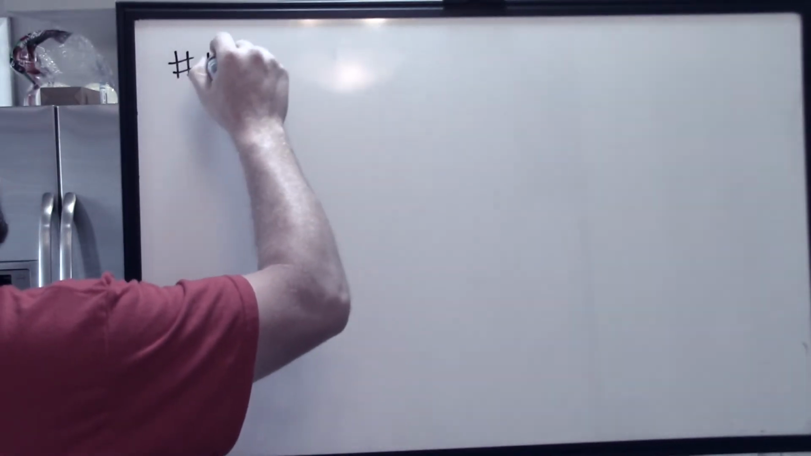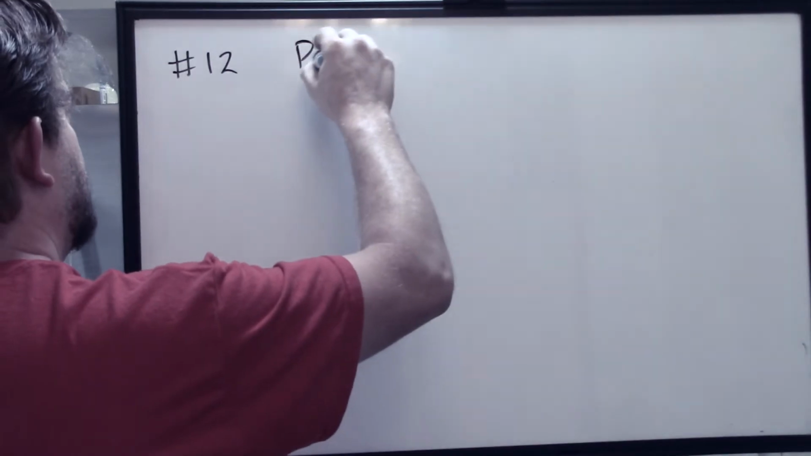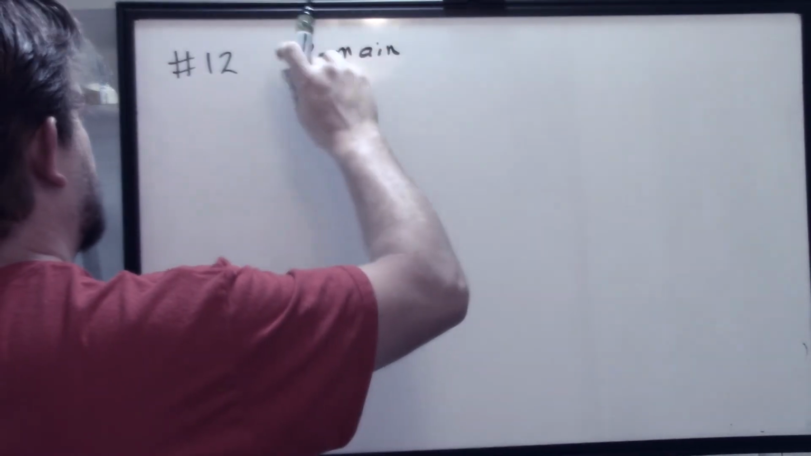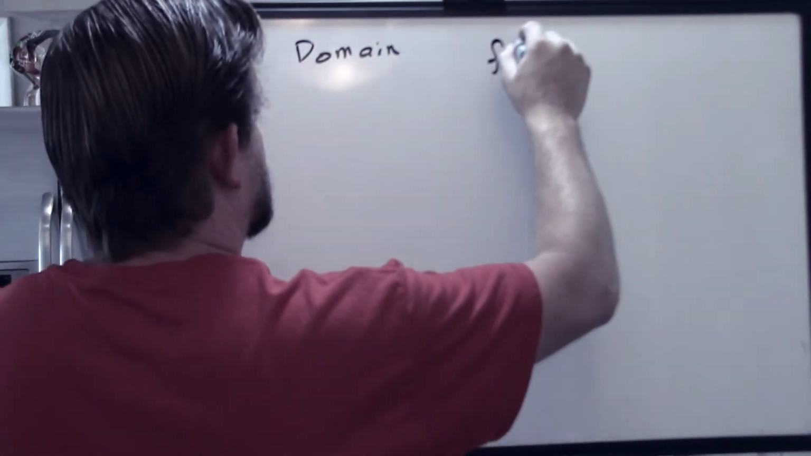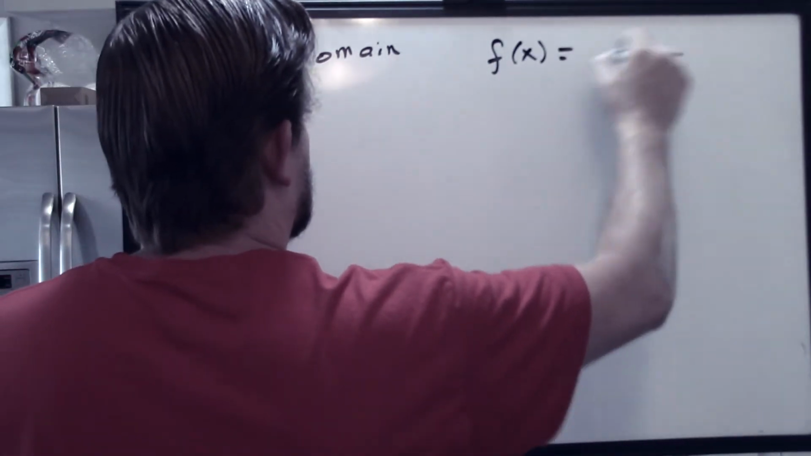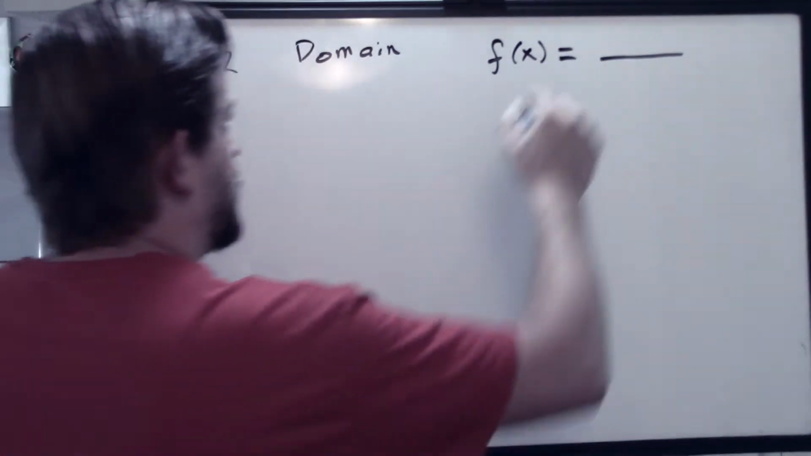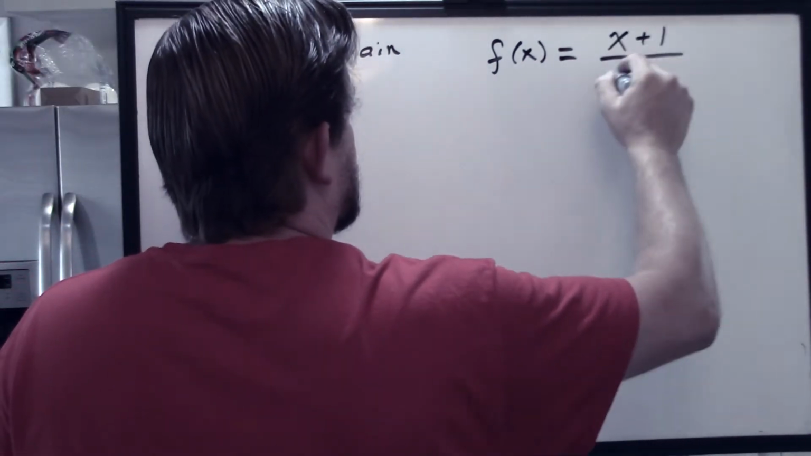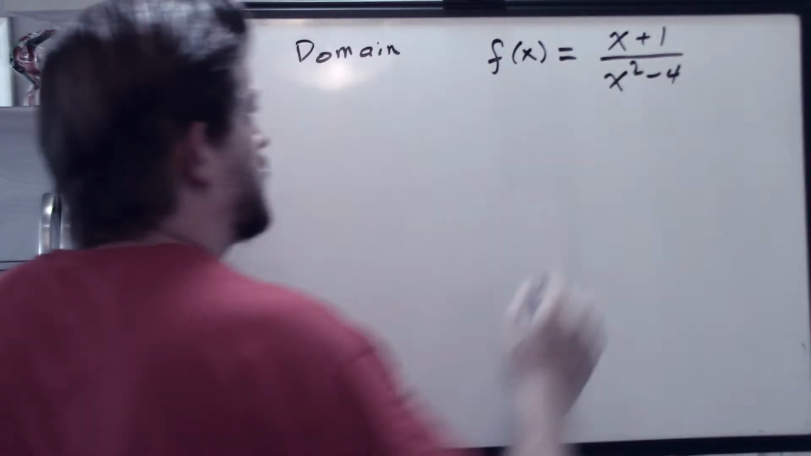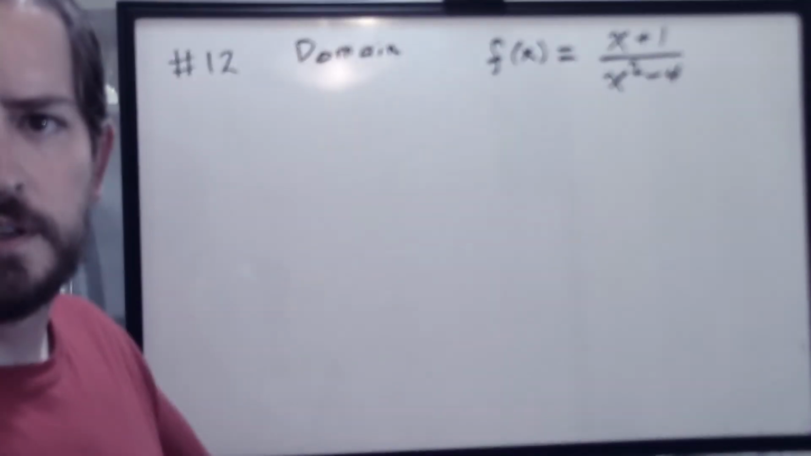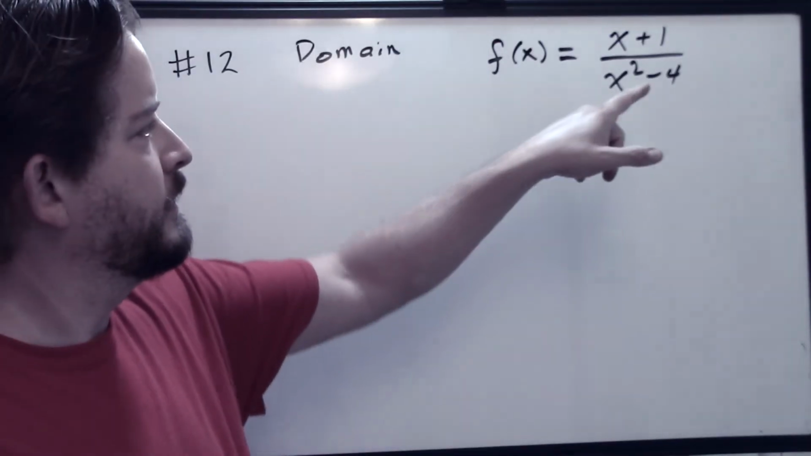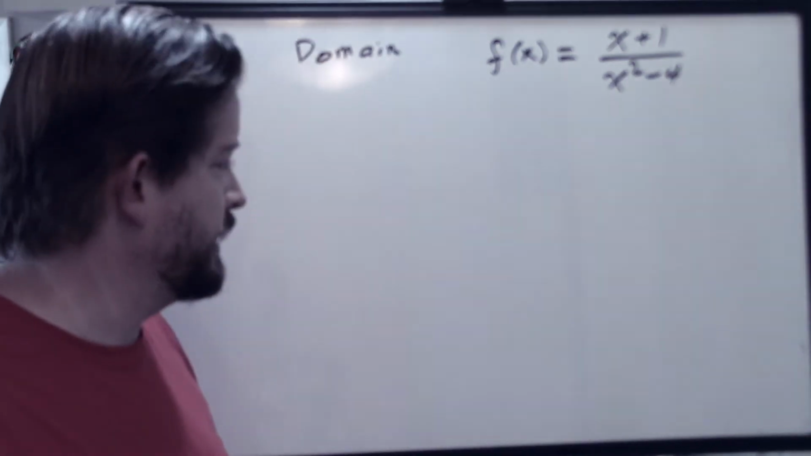All right, let's look at number 12. Number 12 asks you to find the domain of a function f of x is x plus 1 over x squared minus 4, right? So we're looking for issues, right? I have issues if my denominator is 0. That's where I run into issues here.